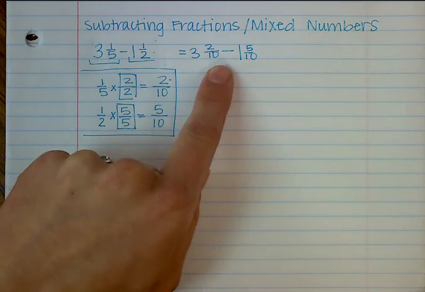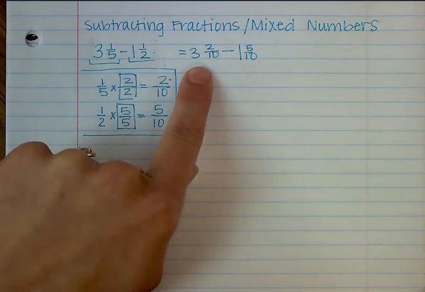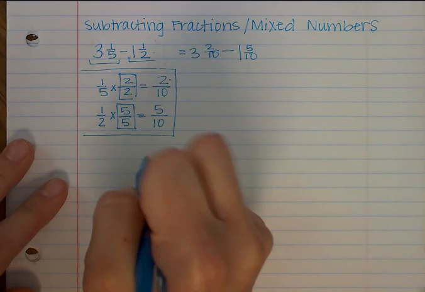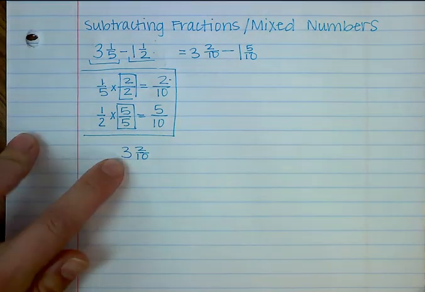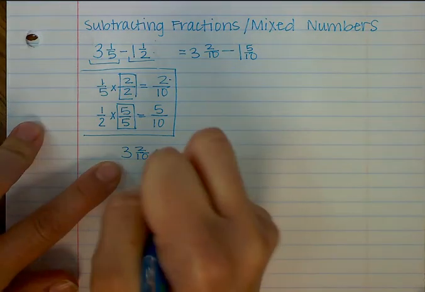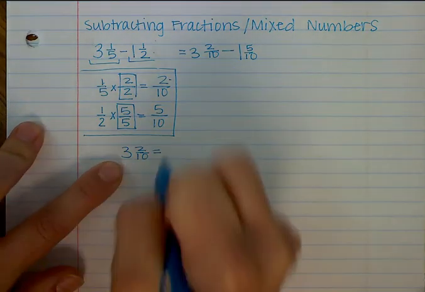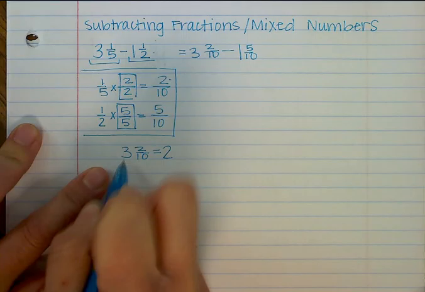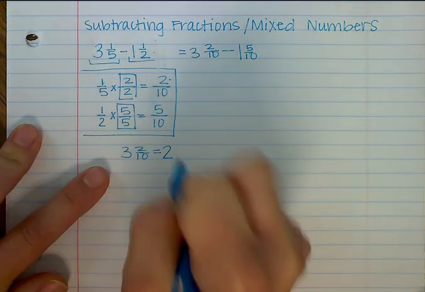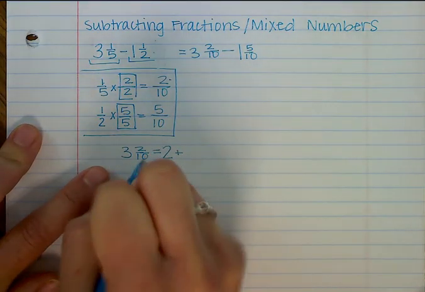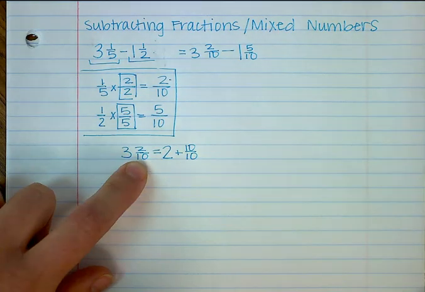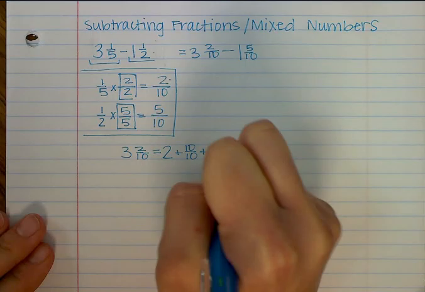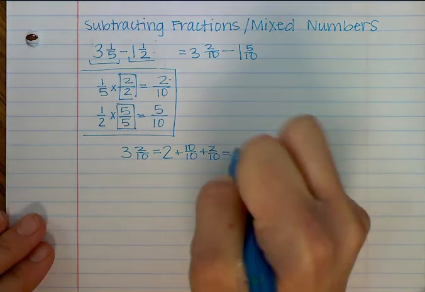So I need to regroup my 3 and 2 tenths. So down here, I'm going to do 3 and 2 tenths, but I know that in 3 wholes, there's actually tenths in there. So I can say that that's the same thing as 2, and I can take a whole away, and I know that for a whole, I need 10 pieces to make a whole. So it's going to be 2 plus 10 tenths, and then my 2 tenths that I already had, plus 2 tenths. And so that's going to be 2 and 12 tenths.